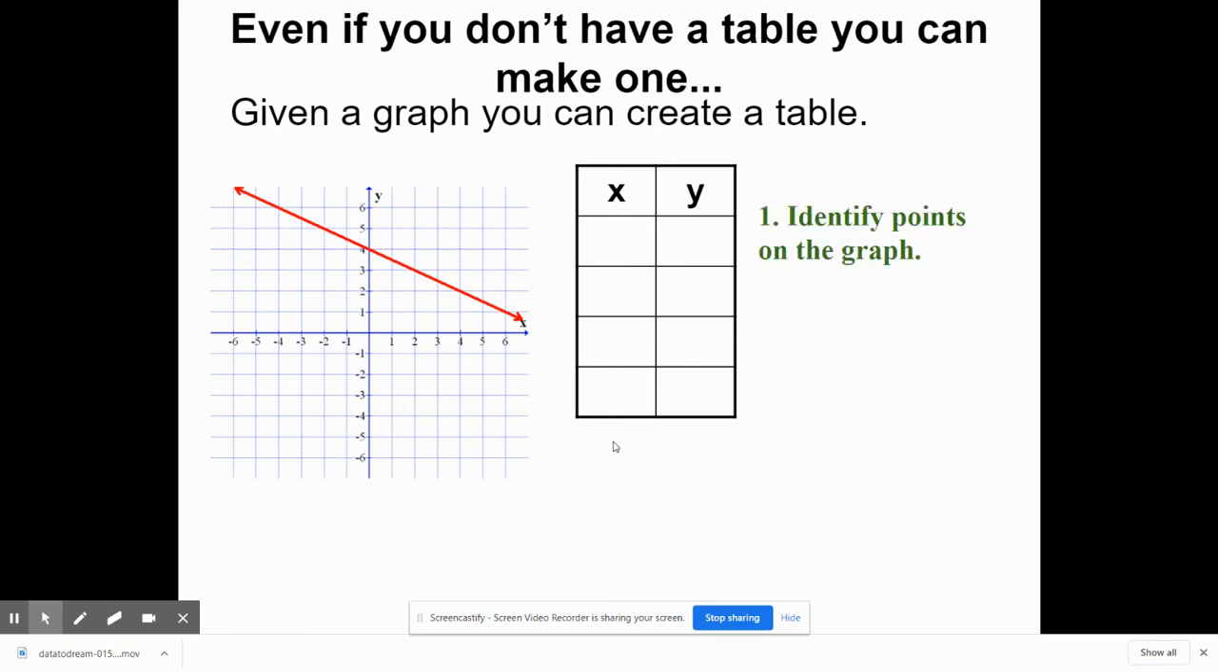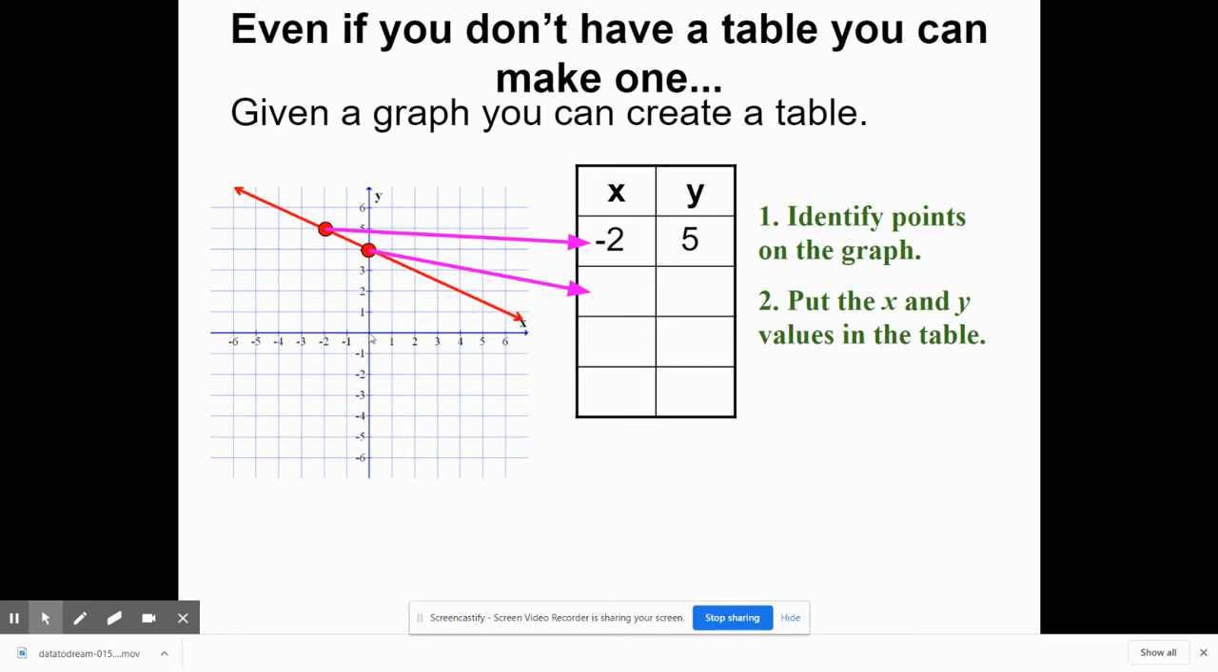So if you just look at the points, you can put those coordinates in the table. This point, x is -2, y is 5. Next point, the x number is at 0 and the y is at 4. Right here, the x number is at 2 and the y is at 3, so the coordinates are 2, 3. And the next point is x at 4 and y at 2, so that is the coordinates 4, 2.